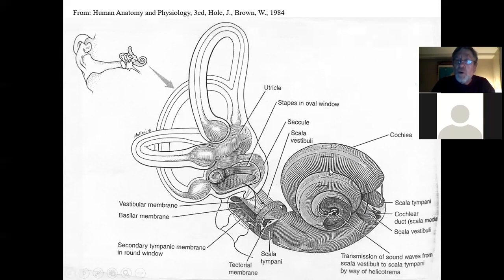And look at the arrows. You can see a white arrow here and a black arrow here. It means when the footplate of the stapes pushes in the oval window, it's moving fluid this way, and this way. So you're actually going this way, up to the top, and then out, and out, and out to the round window. Weird, huh?